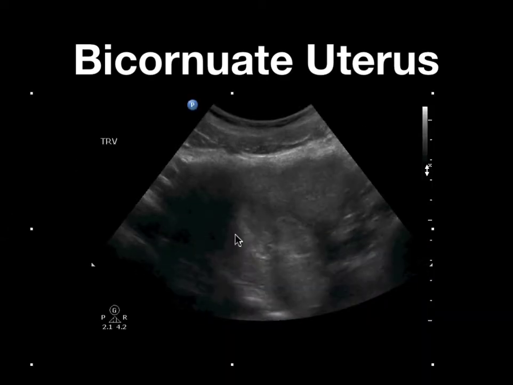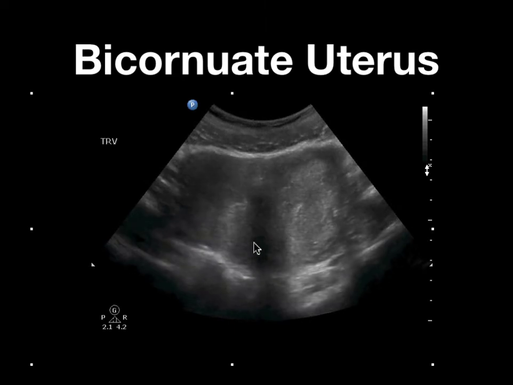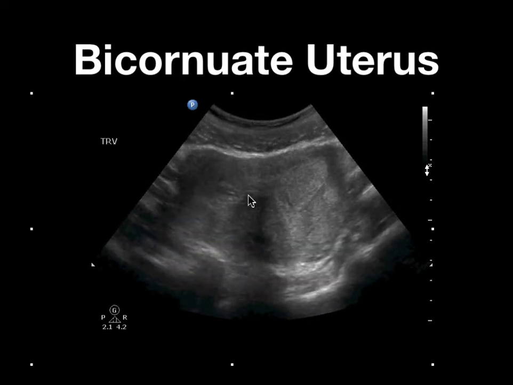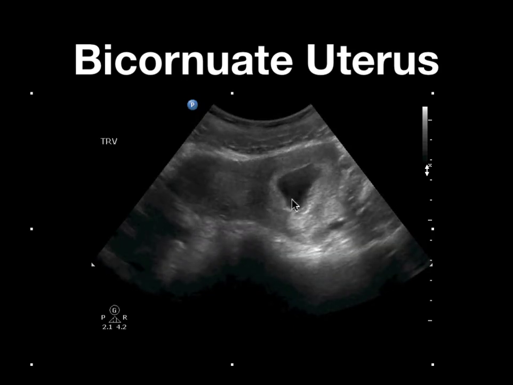We have a patient with a bicornuate uterus, and you can see that as we sweep up towards the fundus, you've got the left horn and the right horn over here. And within the left horn, you can see that there is a pregnancy. And measuring here, there is at least 5 millimeters of myometrium surrounding this. So this was an intrauterine pregnancy in the left horn of a patient with a bicornuate uterus.